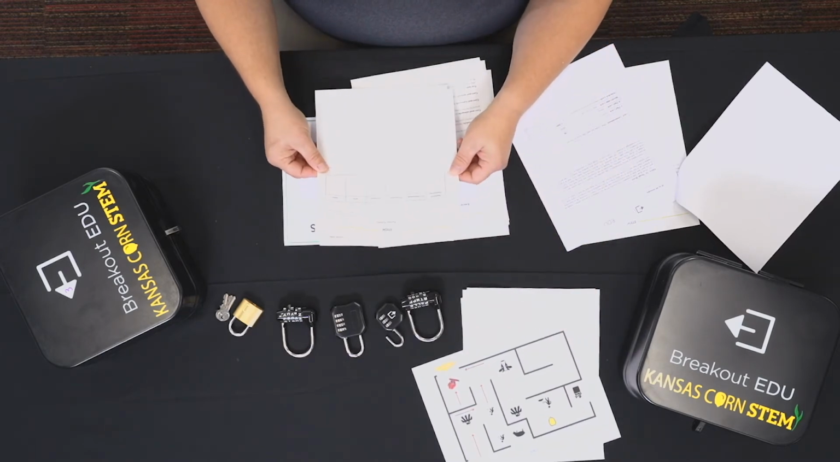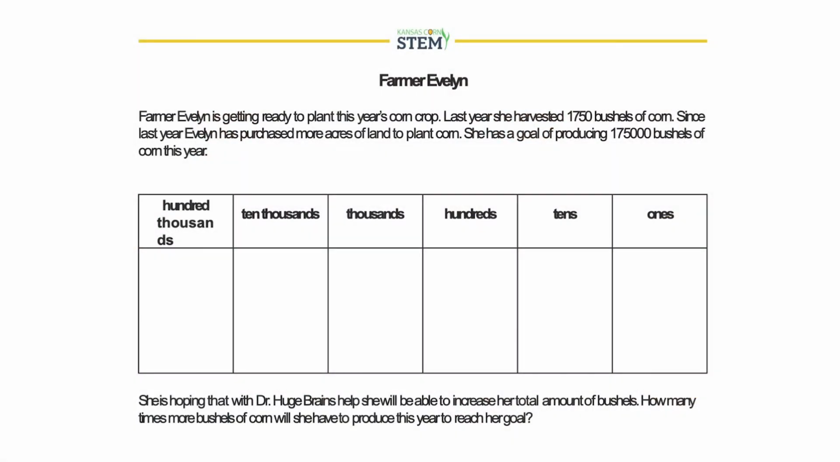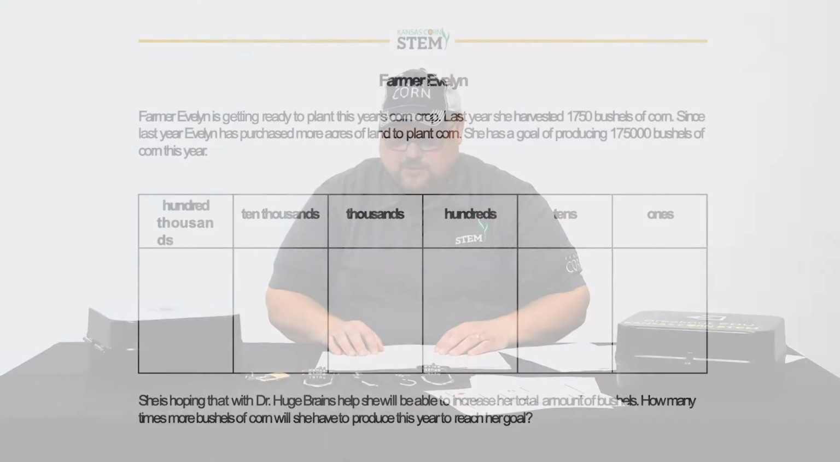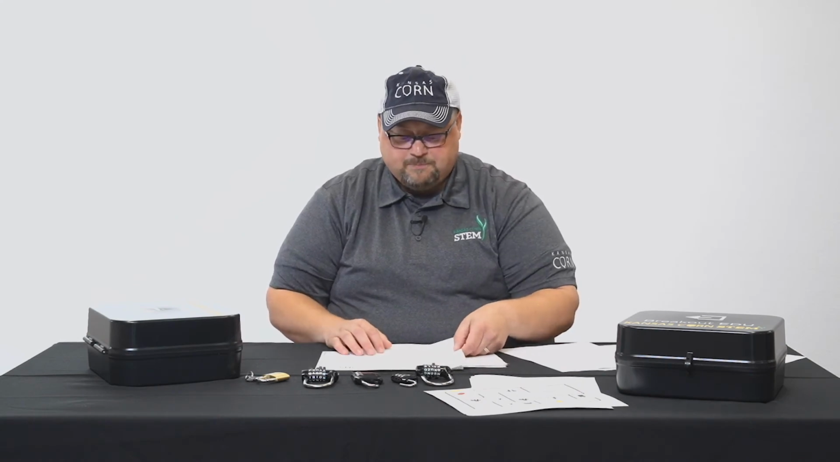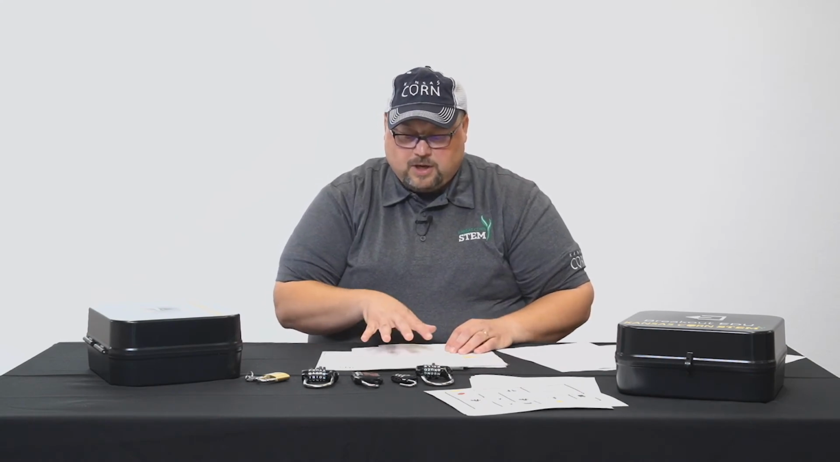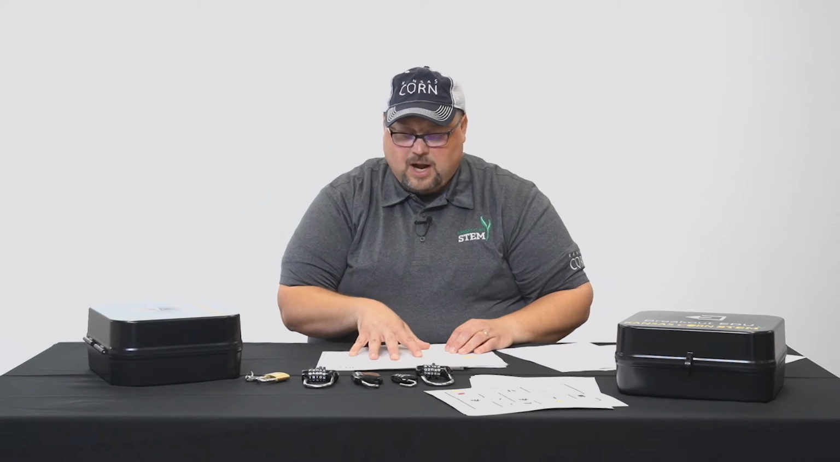Then we have a story that uses that place value chart, Farmer Evelyn. Farmer Evelyn is getting ready to plant this year's corn crop. Last year she harvested 1,750 bushels of corn. Since last year, Evelyn has purchased more acres of land to plant corn. She has a goal of producing 175,000 bushels of corn this year, so she really wants to become a big farmer. So this is for the 3-digit lock.